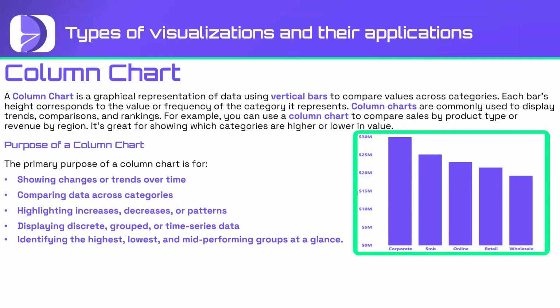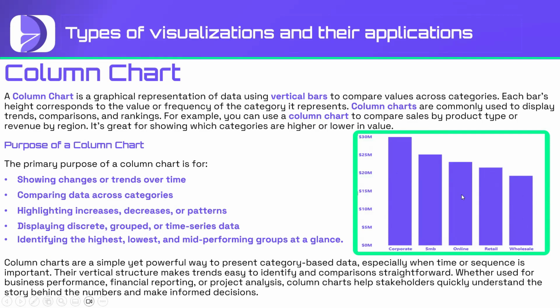Now, finally, identifying the highest, the lowest, and mid performing group at a glance. You can see corporate is the highest performing group. All sales is the lowest performing group, and online is the mid performing group.